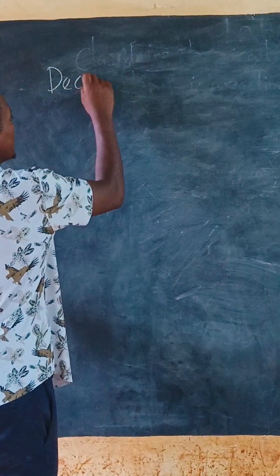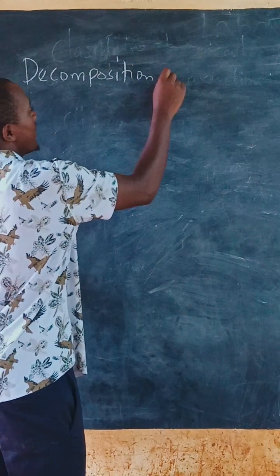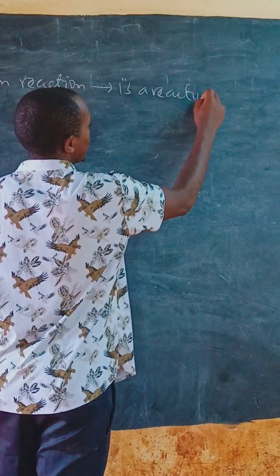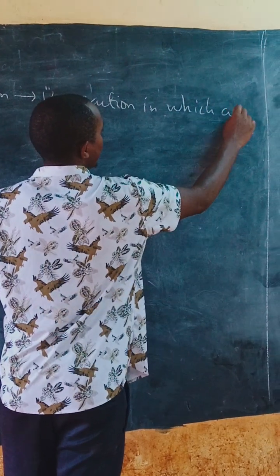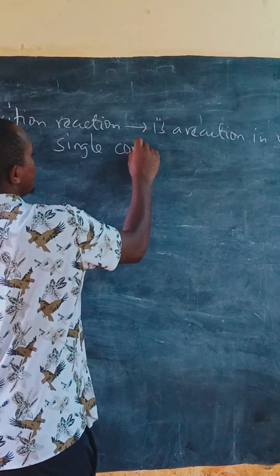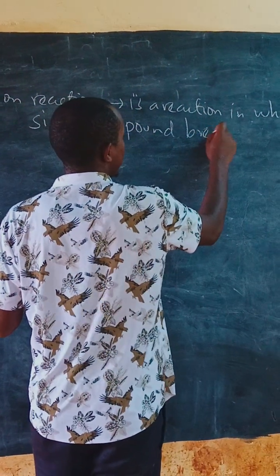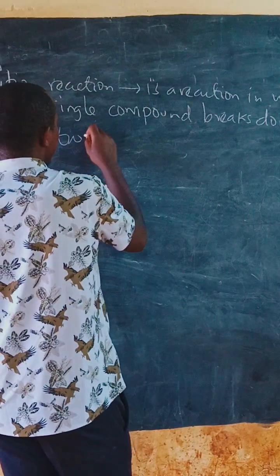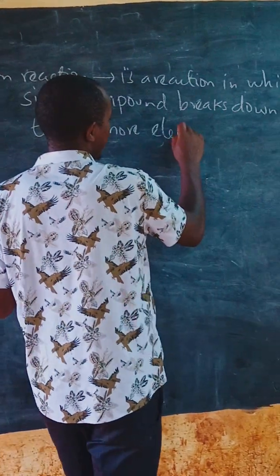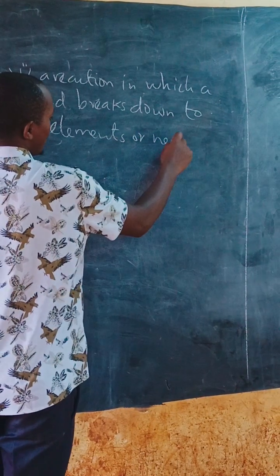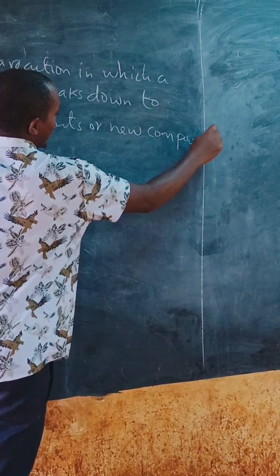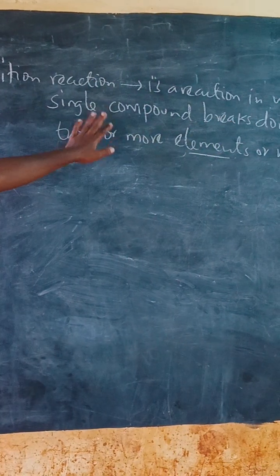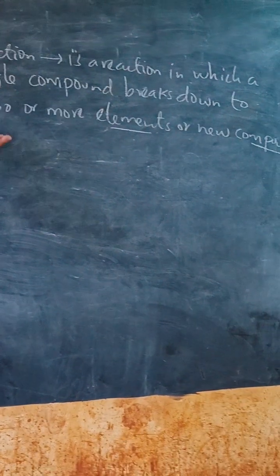What is a decomposition reaction? A decomposition reaction is a reaction in which a single compound breaks down to two or more elements or new compounds.